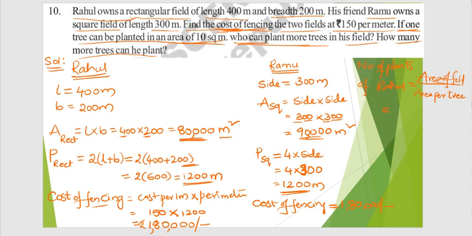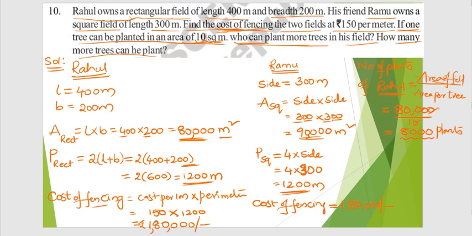So what is the area of the field here? So first we are talking about Rahul. So Rahul's area is nothing but 80,000, right? So 80,000 divided by the area per tree, which is 10. So which gives me, 1 zero gets cancelled. So out of 80,000 I can get only 8,000. So the number of plants of Rahul is nothing but 8,000 plants.